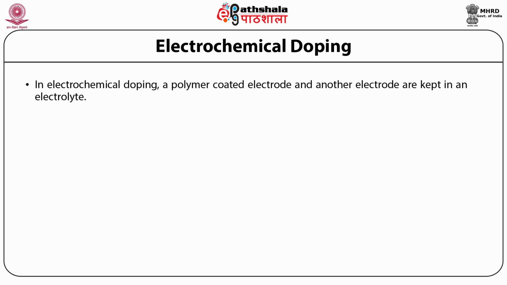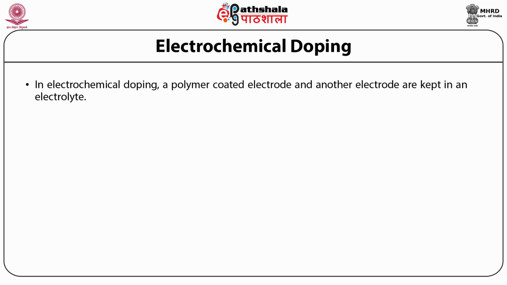In electrochemical doping, a polymer is coated on an electrode and another electrode is kept in an electrolyte. For example, the polymer electrode can be trans polyacetylene, which is coated on a positive electrode, and the other metal electrode is chosen as the negative electrode, and they both are immersed in an electrolyte, which is a solution of LiClO4 in propylene carbonate.